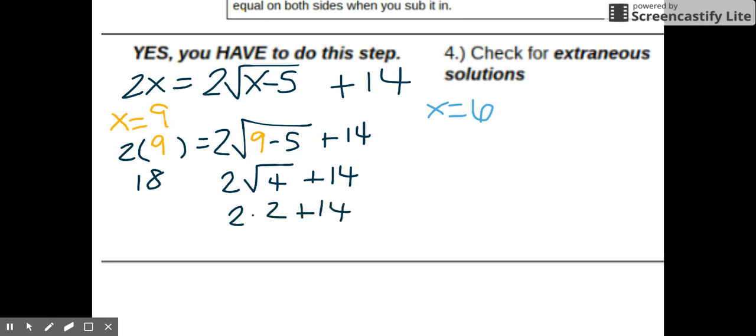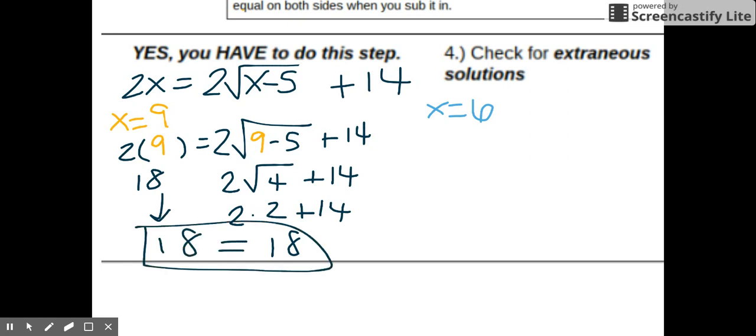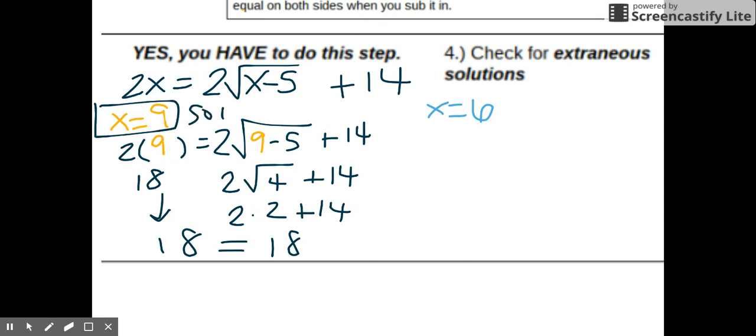And now I could plug this whole thing in my calculator. 2 times 2 plus 14, which will give me 18. 18 is equal to 18. So that means x equals 9 is a solution. Let's write that in another color so it's easier to see. x equals 9 is a solution.